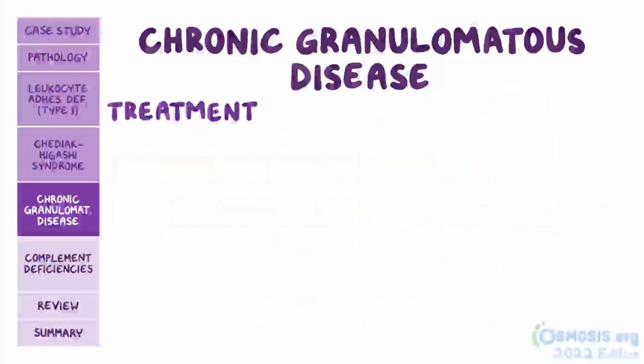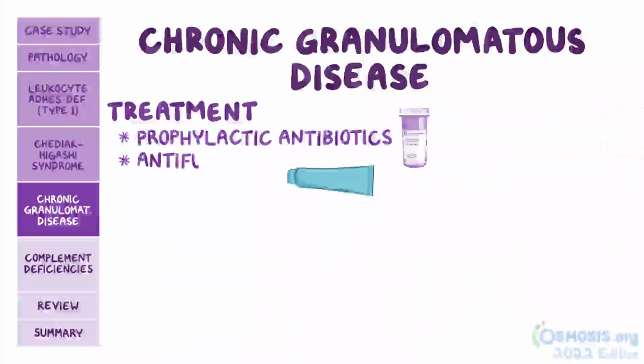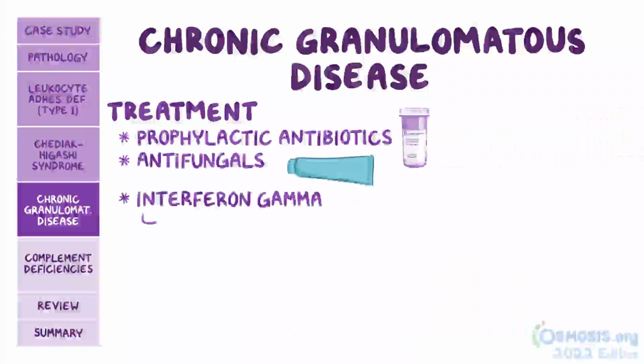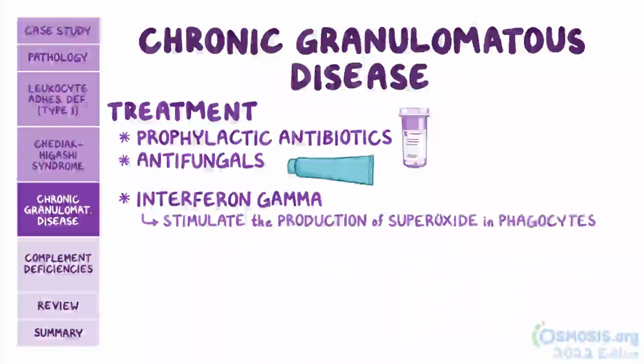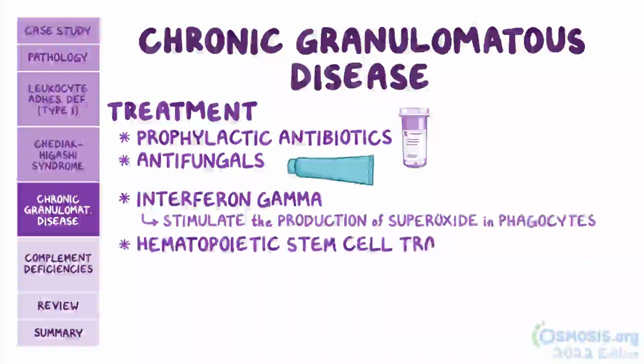Treatment of chronic granulomatous disease involves prophylactic antibiotics and antifungals. In addition, interferon gamma can be given to stimulate the production of superoxide in phagocytes. In some cases, a hematopoietic stem cell transplantation can be done.